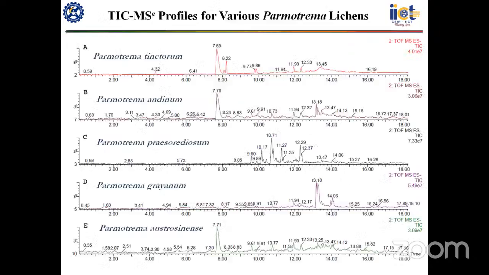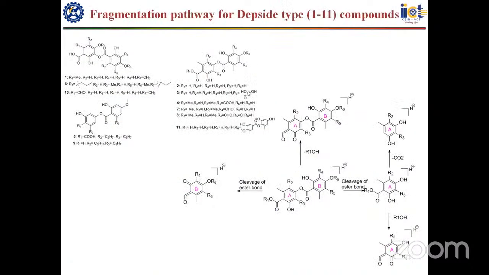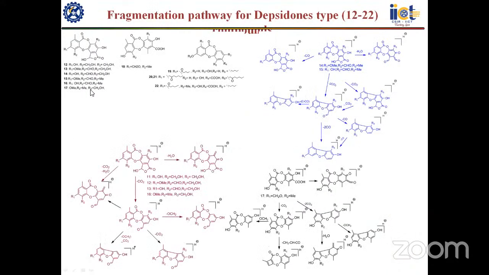With these optimized conditions, we have developed the total ion chromatogram of all the 5 Parmotrema species, and identified the molecular weights and molecular formulas by doing the MS fragmentation, and identified almost 47 compounds by using the fragmentation pathway. Here, on the right side, I propose the fragmentation pathway of this class of compounds, and similarly here also I have proposed the structures of the compounds, and explain the fragmentation pathway of these compounds, how they have been formed, all the fragments, how we have been coupled based on the mass spectrometry principles.